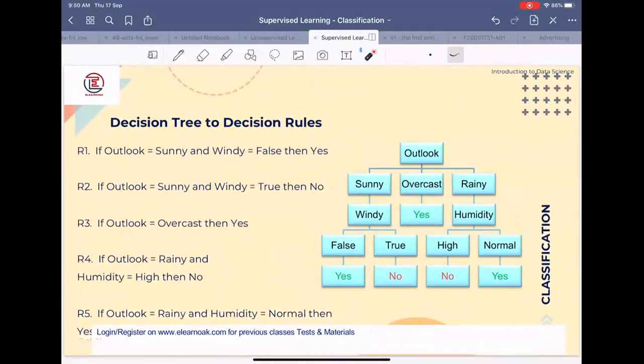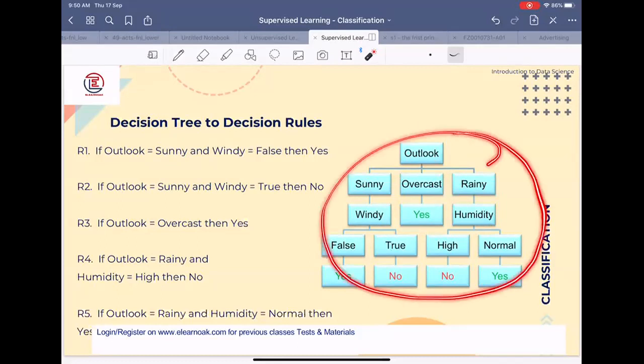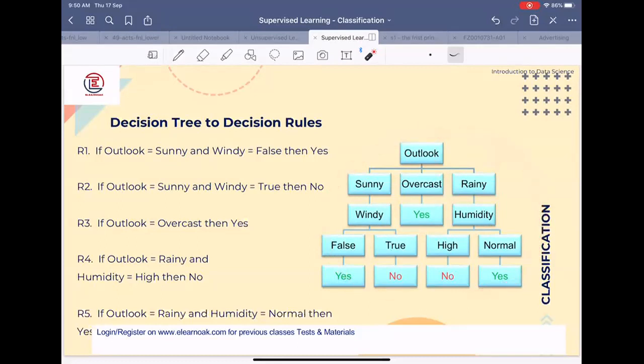So with that strategy, we can go ahead and complete the tree. I hope now we understand why outlook was chosen as the first feature, why after sunny we are choosing windy, why after rainy we are choosing humidity, and why overcast stops here. Once we have this decision tree, we can write it down in rules.